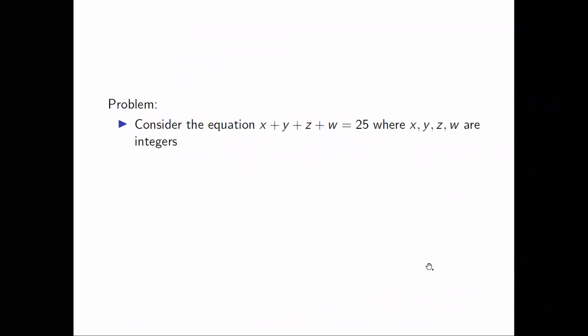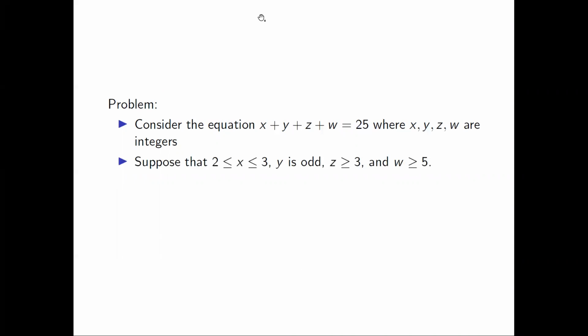And the next slide is another problem for you to think about. Here's another linear Diophantine equation. X plus y plus z plus w equals 25. X, y, z, and w are all integers. And here's some constraints on them. 2 is less than or equal to x is less than or equal to 3. So x can be 2 or 3.